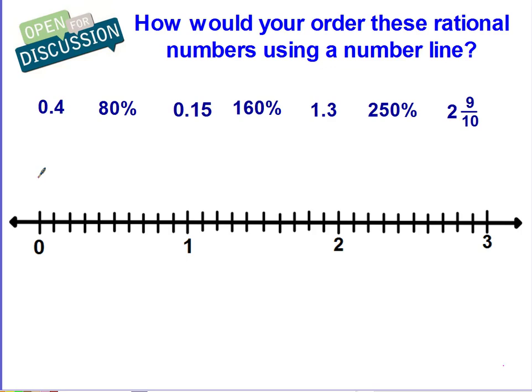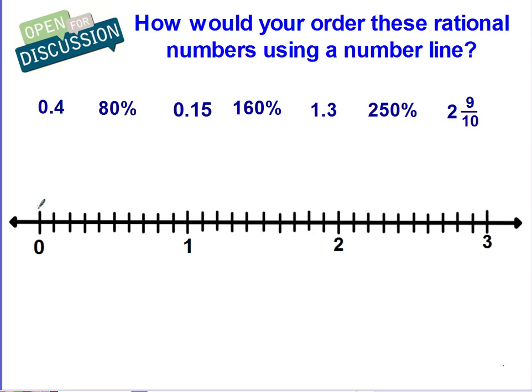Okay, so now what we're going to do is we're going to practice. So we're going to take these rational numbers and we're going to use our number lines to order them. Okay, so again, we're going to plot all of my rational numbers into my number line. So here I have a decimal, a percent, decimal, percent, and a mixed number.